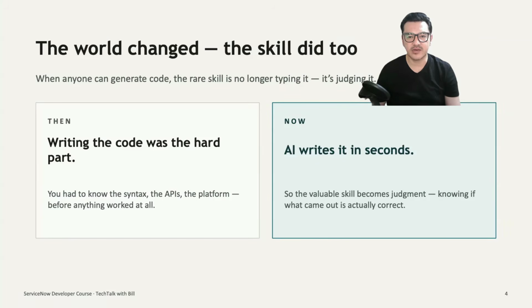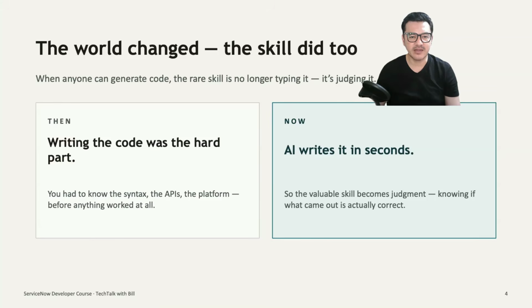And here's what has changed. A couple of years ago, writing a script include or a business rule was the hard part. You had to know the syntax, the API, and the platform. Today, AI writes it for you in seconds. The script includes, the GlideRecord queries, the REST integrations are all done instantly, and usually it looks professional. So a lot of people concluded that it is good and you don't need to learn the technical part anymore.